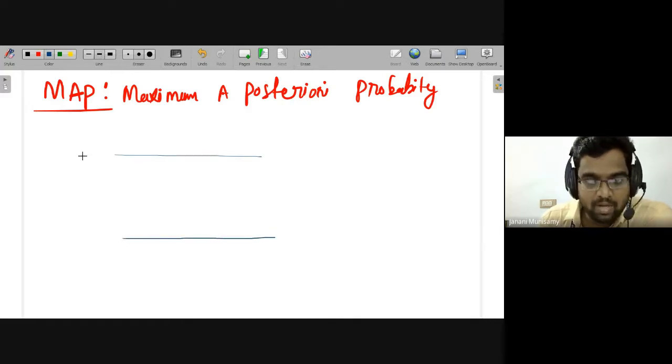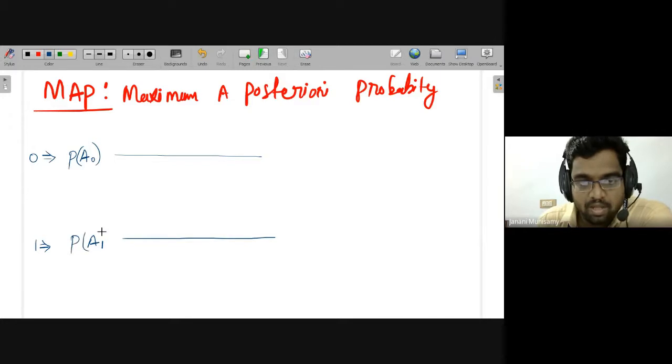Say for example, I am having some symbol A0 and then A1. Say this corresponds to 0, and this is corresponding to 1. Again, I know the probability of occurrence of 0 and the probability of occurrence of 1. Then we know that generally the error may be there. What is the probability that 0 will be treated as 1?